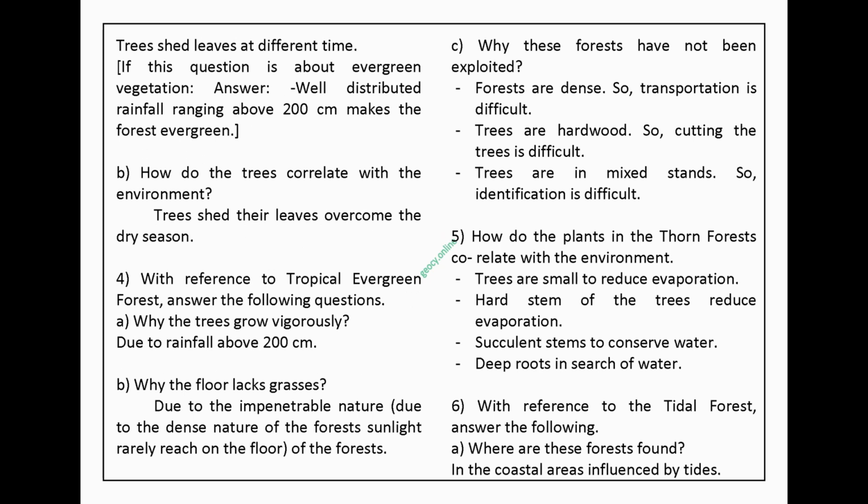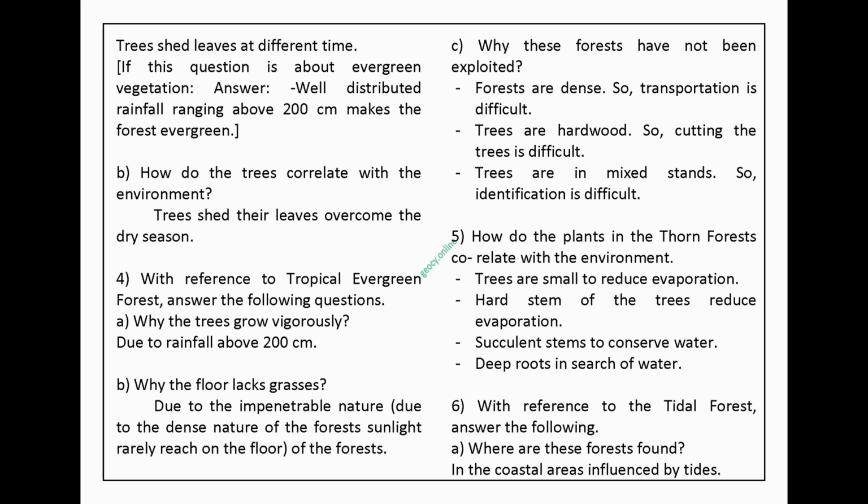With reference to tropical evergreen forest, answer the following questions. Why do the trees grow vigorously? Due to rainfall above 200 centimeters. Why does the floor lack grasses? Due to the impenetrable nature of the forests.